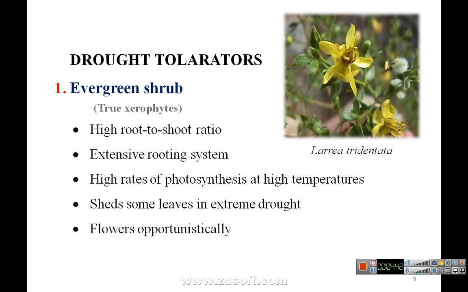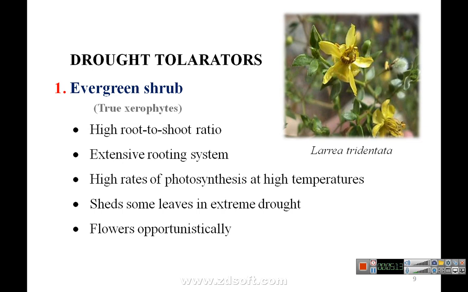High root to shoot ratio. Their roots are a lot compared to shoots, so this is called high root to shoot ratio. Extensive rooting system, which enables them to suck water from the soil, and which makes them sustain in extreme drought conditions. So they tolerate drought in this way.